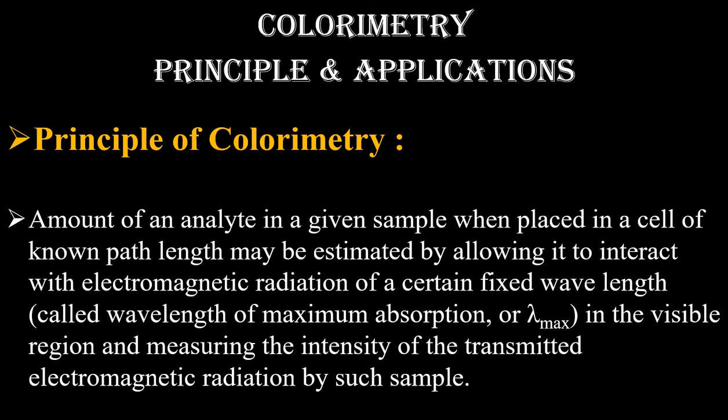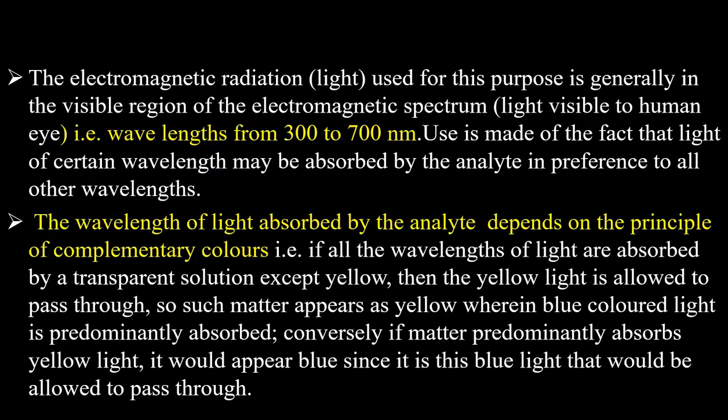may be estimated by allowing it to interact with electromagnetic radiation of a certain fixed wavelength, the fixed wavelength being that of maximum absorption, or lambda max, in the visible region, and measuring the intensity of the transmitted electromagnetic radiation by such sample. The electromagnetic radiation used for this purpose is generally in the visible region of the electromagnetic spectrum.